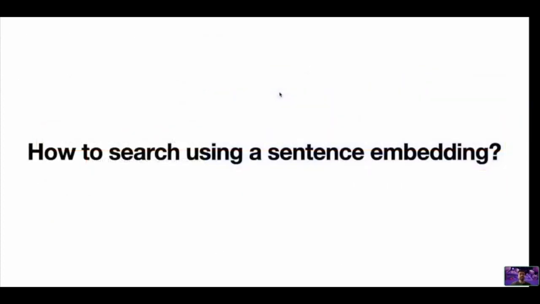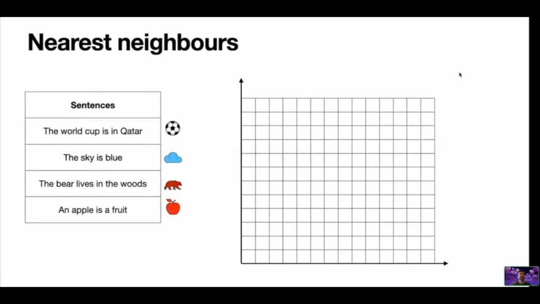How to search. Now let me show you how we use embeddings to search. Once you have a bunch of numbers to deal with, it's much easier to deal with numbers than with sentences, because you just do some basic math, right? So the way to do it is nearest neighbors.